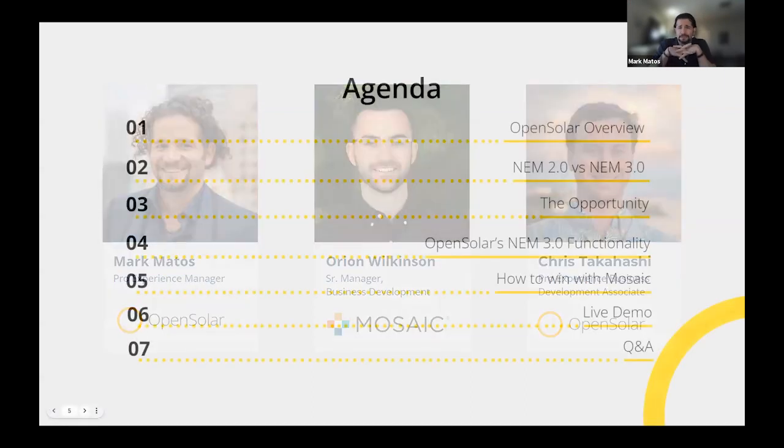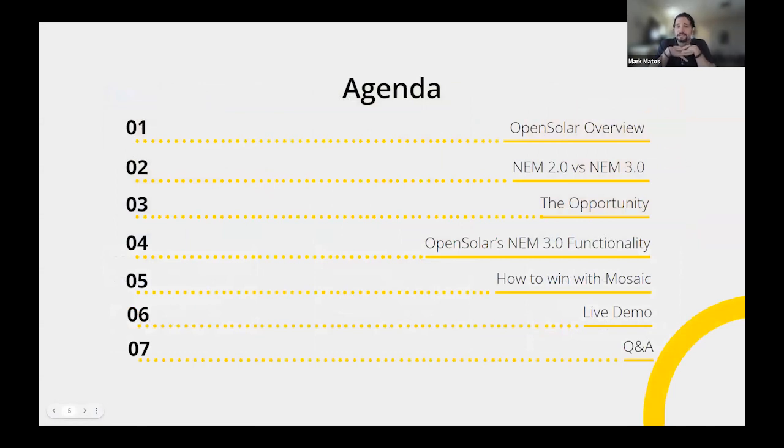Yeah, perfect. Thanks, Orion. Just to segue more into the agenda here, we'll do a quick little OpenSolar overview. For those that have not seen OpenSolar, pay attention to the links at the end of the presentation to request a demo. Then we'll talk about NEM 2.0 and NEM 3.0, what the opportunity is, how OpenSolar has created functionality for you to very easily communicate to the homeowners how NEM 2.0 will work versus NEM 3.0 and be able to compare both policies. Then Orion will take over and look at how to win with Mosaic and go over Mosaic details.